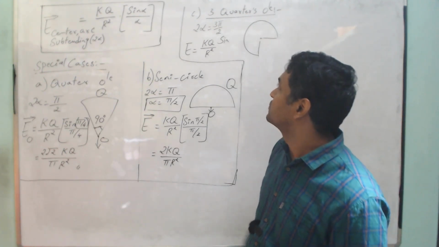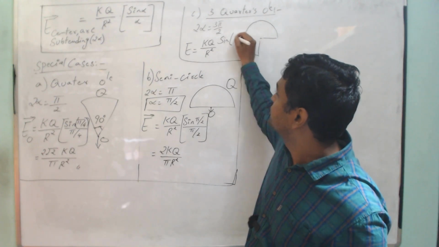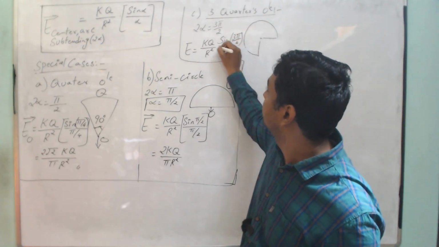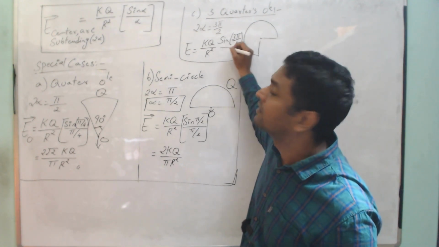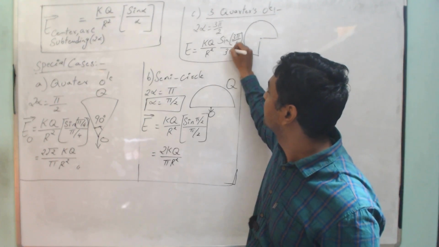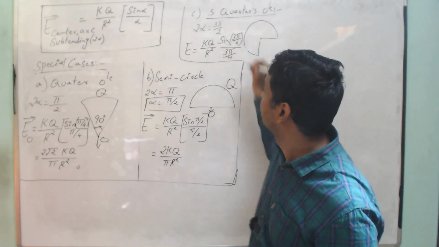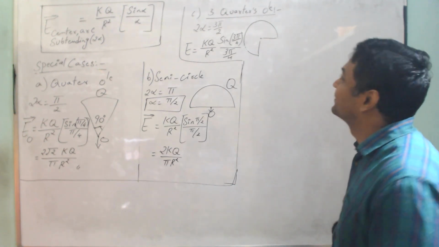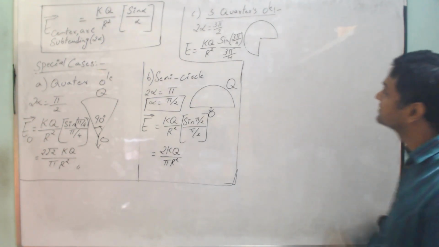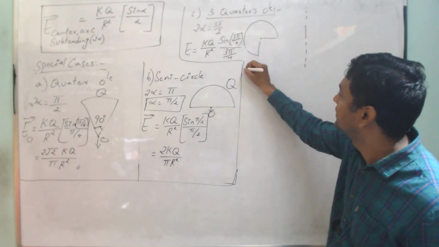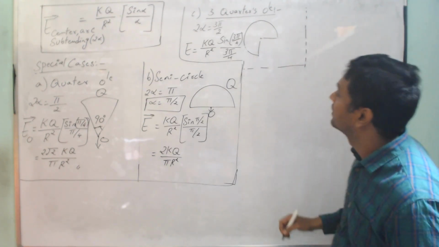Okay, so here what should I substitute? This should be sine 3 pi by 4, right? Divided by 3 pi by 4. Oh, I did it wrong, I forgot the 3. It should be 2 root 2 kq by 3 r square pi.